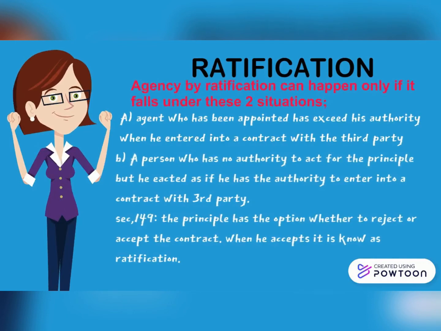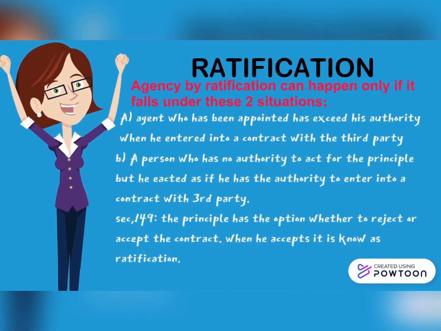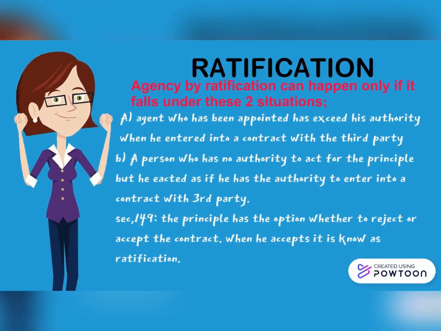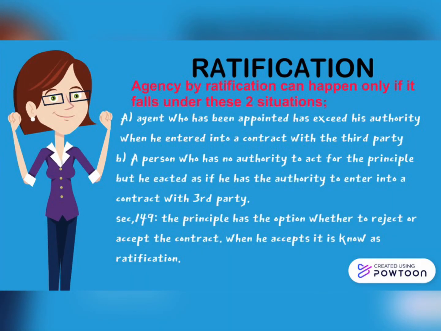Agency by ratification can happen only if it falls under these two situations. First, the agent who has been appointed has exceeded his authority when he enters into a contract with the third party. And second, a person who has no authority to act for the principal, but acts as if he has the authority to enter into a contract with a third party. Section 149: the principal has the option whether to reject or accept the contract. When he accepts, it is known as ratification.